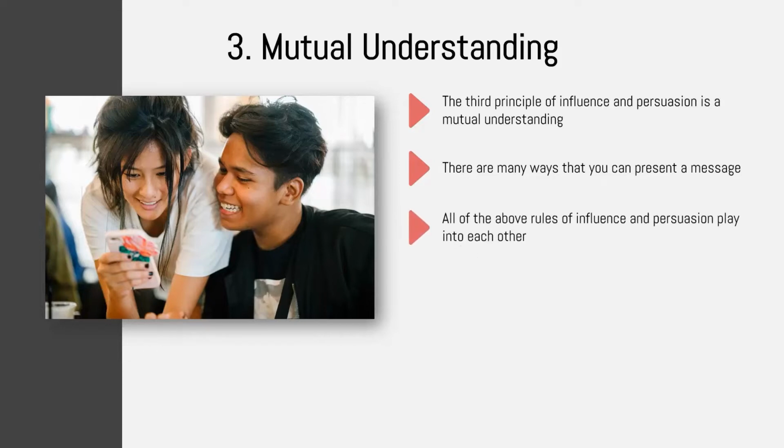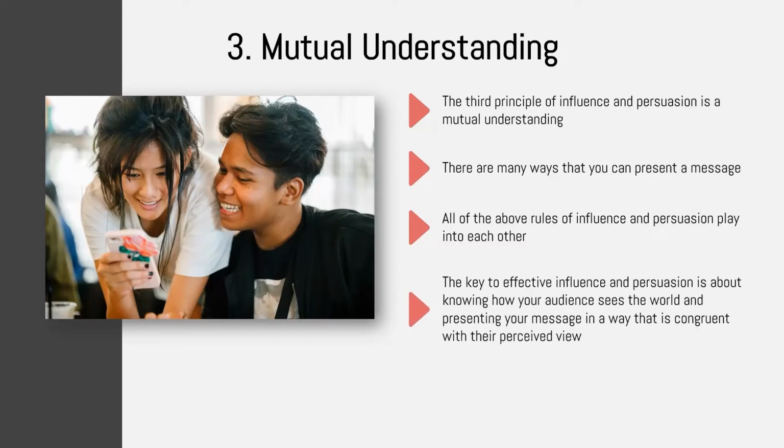All of the above rules of influence and persuasion play into each other. In order for people to understand your message, you have to present it in a way that they will understand. You can only know the best way to present your message by knowing about your audience first. The key to effective influence and persuasion is about knowing how your audience sees the world and presenting your message in a way that is congruent with their perceived view.